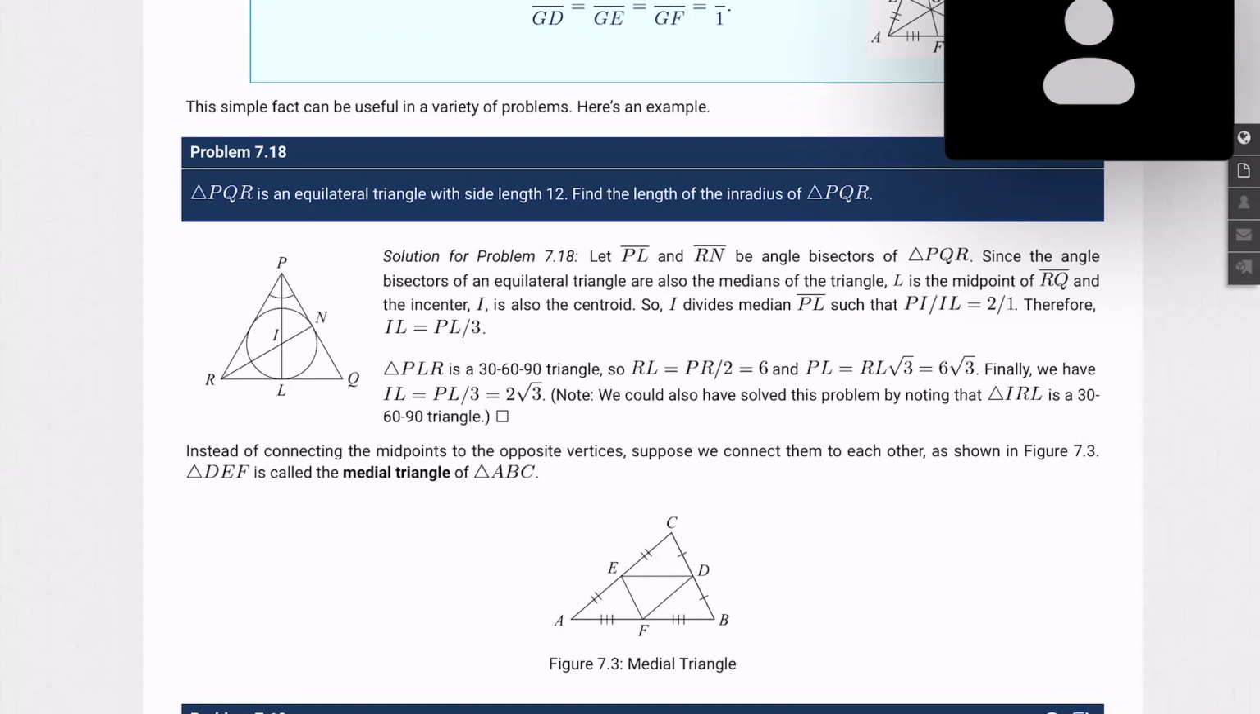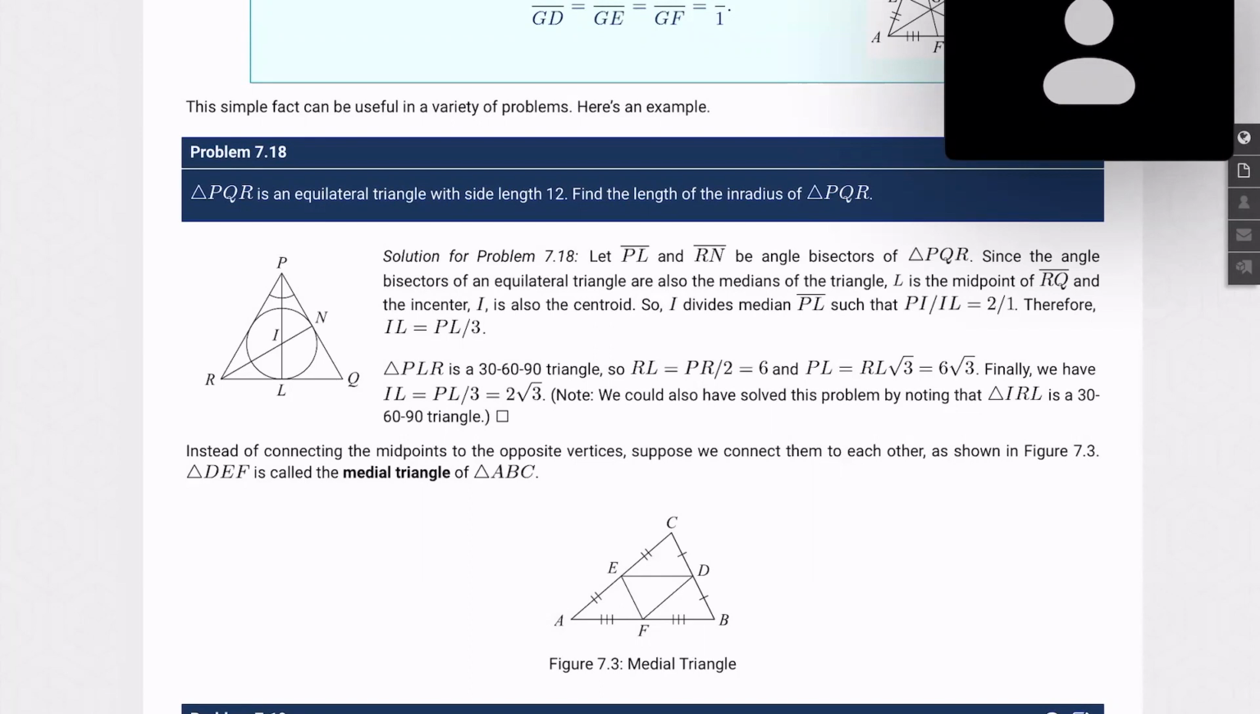Triangle PLR is a 30, 60, 90 triangle. So RL equals PR over 2 equals 6, and PL equals RL square root 3 equals 6 square root 3. Finally, we have IL equals PL over 3, which is 2 square root 3. Note, we could also have solved this problem by noting that triangle IRL is a 30, 60, 90 triangle.